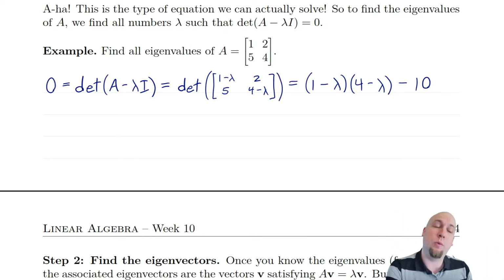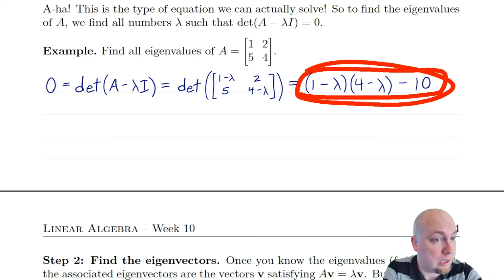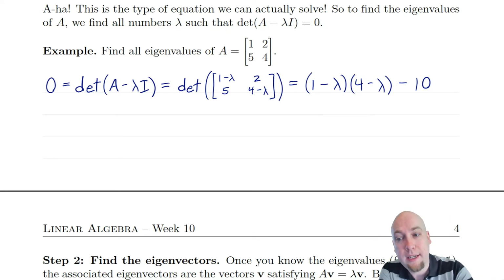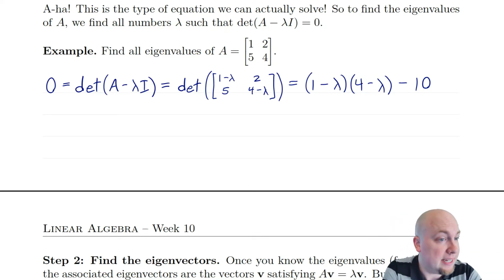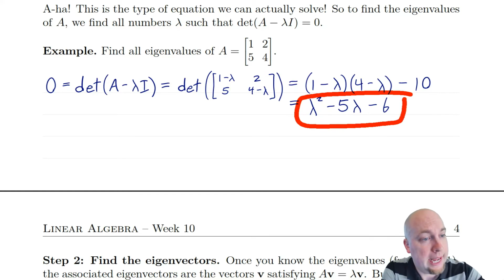How do I figure out what lambda is? Well, I've got to factor this entire polynomial. Like, this is actually a quadratic polynomial, right? Okay, so maybe the first thing that I'm going to do is expand it out. When I expand it out, I multiply these parentheses together and then subtract 10, I get this here. And now I'm going to factor it.